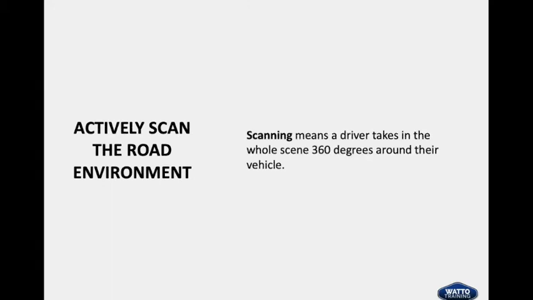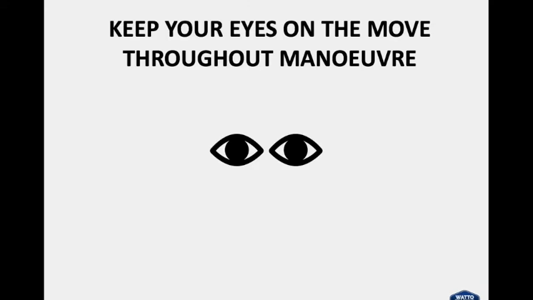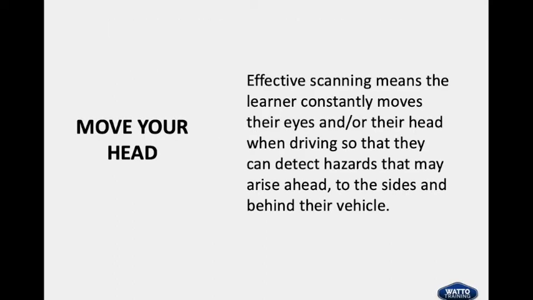General instructional tips. Actively scan the road environment. Scanning means a driver takes in the whole scene 360 degrees around their vehicle. Keep your eyes on the move throughout the maneuver. Move your head. Effective scanning means the learner constantly moves their eyes and/or their head when driving so that they can detect hazards that may arise ahead, to the sides and behind their vehicle.